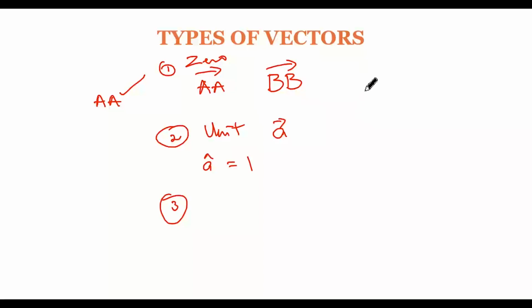Let's say you have a vector A like this, moving towards this direction, and you have another vector like this, moving towards this direction. So let's call this vector A, and this vector B. If vector B is equal to 2A, then this vector and this vector are parallel. So how do we know parallel vectors? It is when a vector is a multiple of another vector.